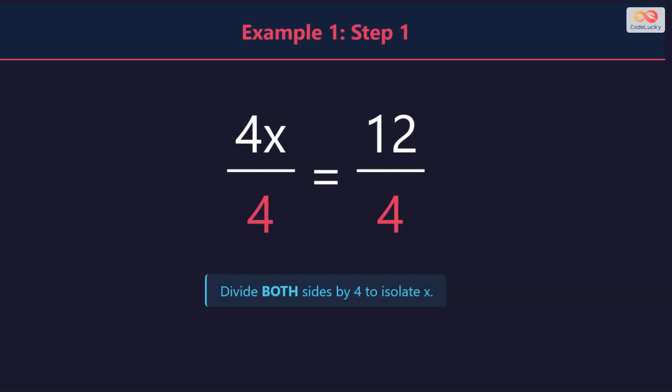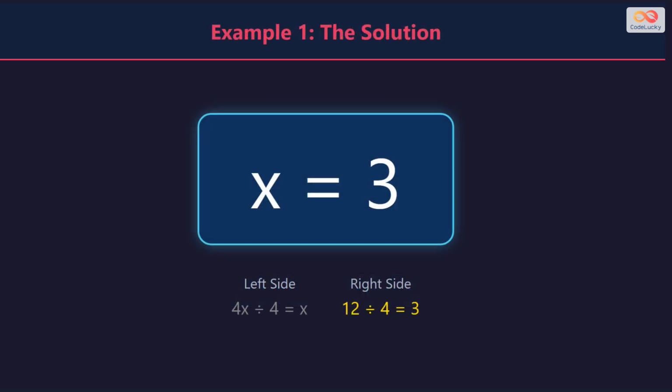Since x is being multiplied by 4, we need to undo this by dividing. So, we divide the left side by 4. But remember the golden rule, we must also divide the right side by 4. 4 divided by 4 is 1, which leaves us with just x. 12 divided by 4 is 3. So, our solution is x equals 3.